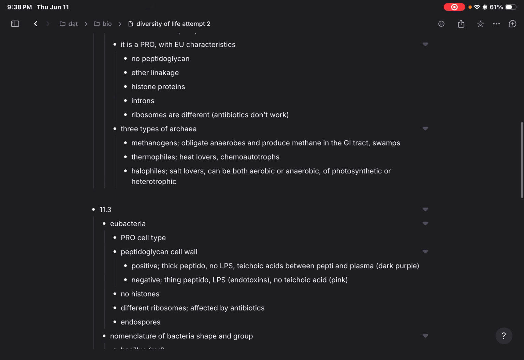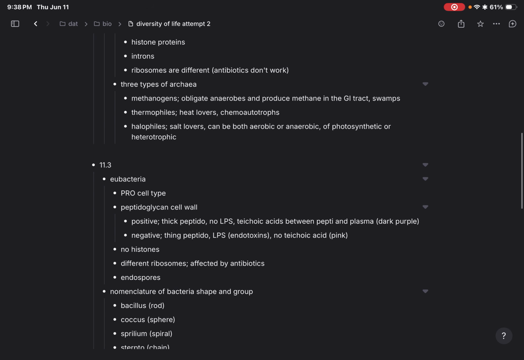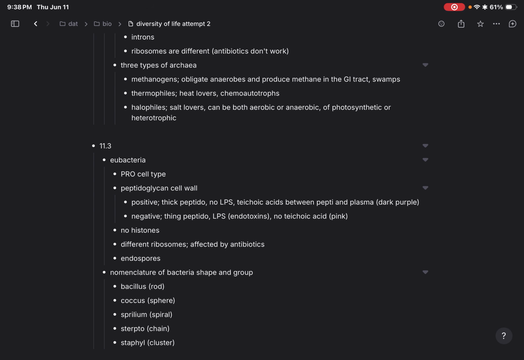Methanogens are obligate anaerobes and produce methane in the GI tract and swamps. Thermophiles are heat lovers, chemoautotrophs. Halophiles can be both aerobic and anaerobic, photosynthetic or heterotrophic, so they could basically be anything.